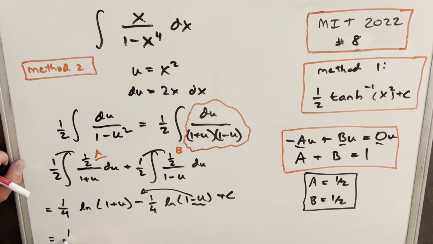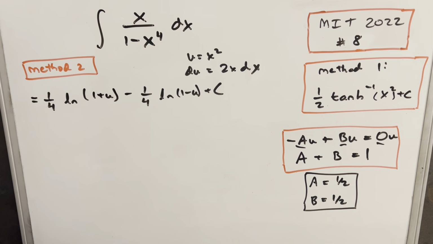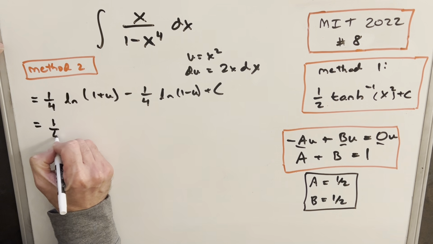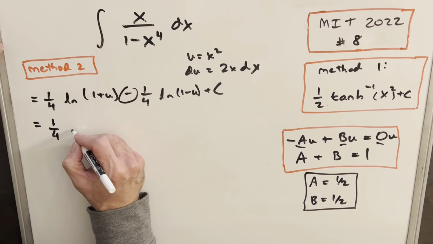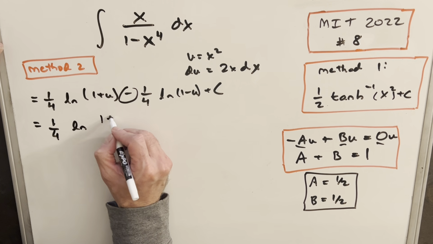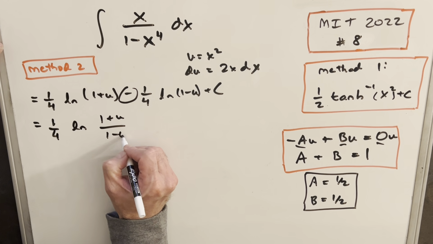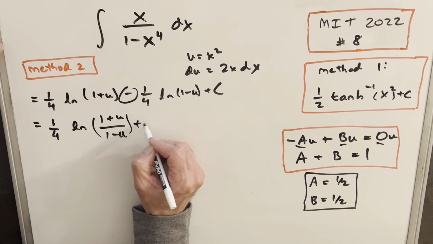And then we can factor out a 1/4, and then by the property of logarithms, when we have a subtraction, we can write this as a division. So we can write this as 1 plus u over 1 minus u plus c. At this point, we factor out a 1/4 in front, and we use our minus sign with the property of natural log, or any log, to write this as a division. So we'll write it as 1 plus u over 1 minus u plus c.